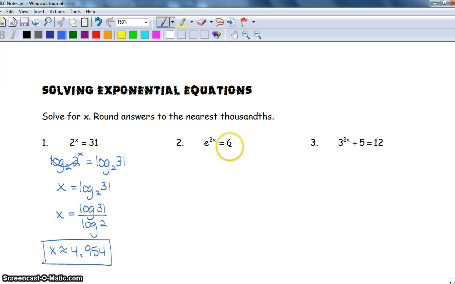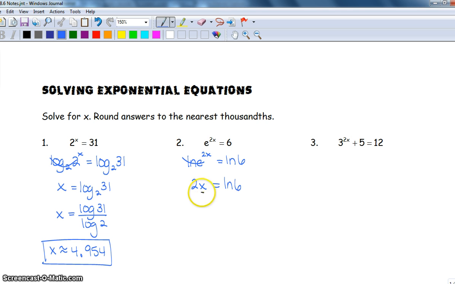For number 2, we've got e raised to the 2x is equal to 6. Again, I can't rewrite 6 to be a base of e. So I want to get that e to cancel out. And I know the way the e cancels out is by taking the natural log. The natural log of e to the 2x, the natural log and e cancel, which leaves me with 2x on the left-hand side.